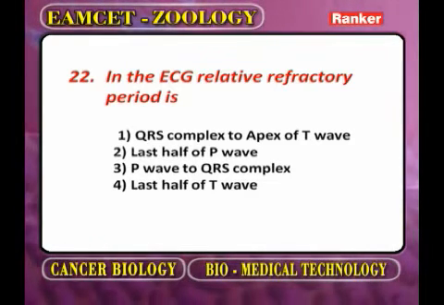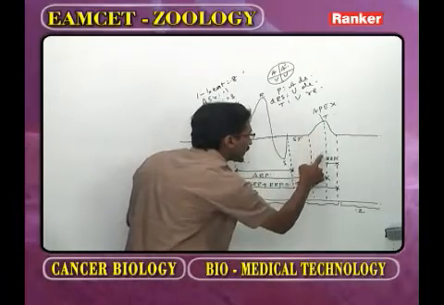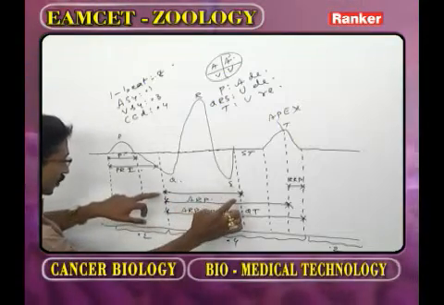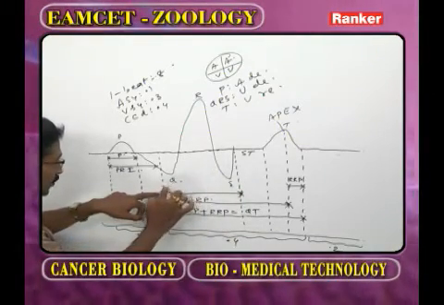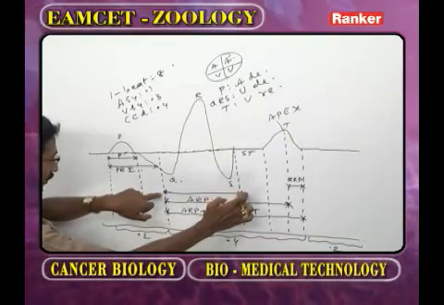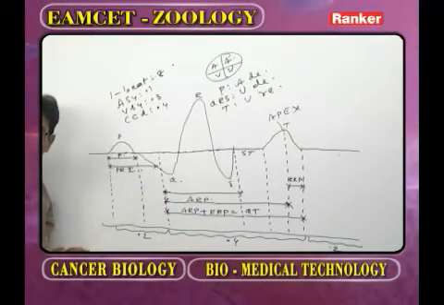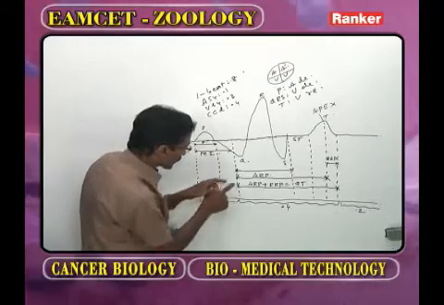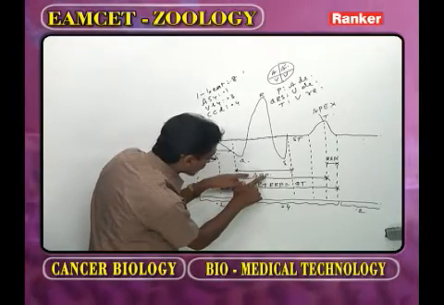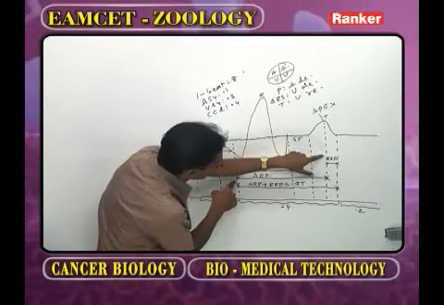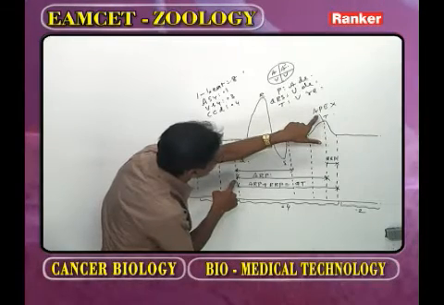In the ECG, the relative refractory period is... Now this one we call the T wave. This dotted line indicates the center of the T wave, which is written as the apex. Now you have to observe the QRS, the beginning and ending of the QRS. You have to observe the diagram. This is the QRS. The QRS complex indicates ventricular depolarization. Now this is the absolute refractory period. What is meant by the absolute refractory period? From the beginning of the QRS to the center of the T, and the center of the T we call the apex.